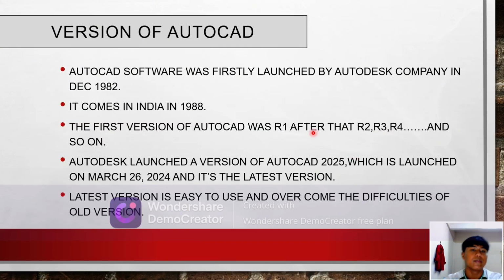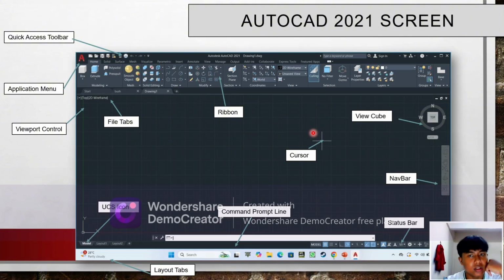This is about the versions of AutoCAD. AutoCAD software was first launched by the Autodesk company in December 1982. It came to India in 1988. The first version of AutoCAD was R1, after that R2, R3, R4 and so on. Autodesk launched a version of AutoCAD 2025 on March 26, 2024, and it's the latest version. The latest version is easy to use and overcomes the difficulties of old versions.